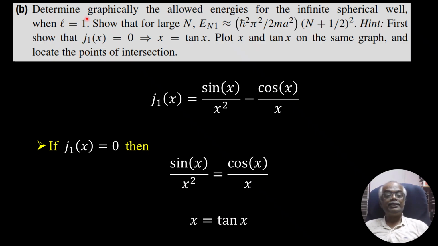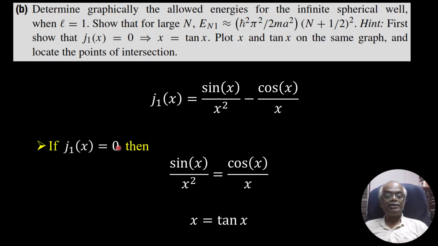Part P is: determine graphically the allowed energies for the infinite spherical well when L equals 1, so that for large n, En is equal to h squared pi squared over 2ma squared multiplied by (n plus half) whole squared. So now we know the Bessel function J1 of x is equal to sin x over x squared minus cos x over x.